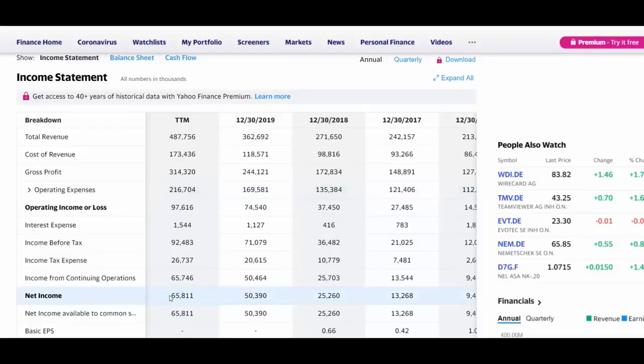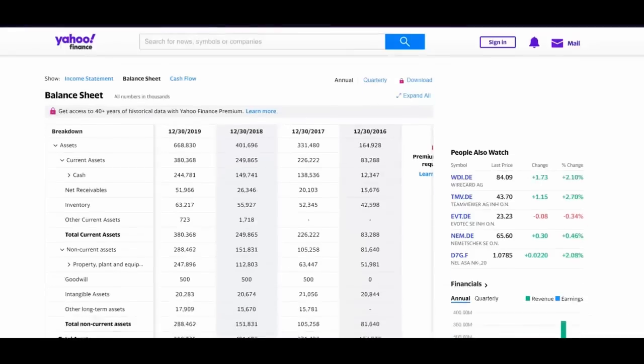The next is the net income. The net income is positive. That means the company is making profit. And let's move on to the balance sheet. So let's quickly check the balance sheet.